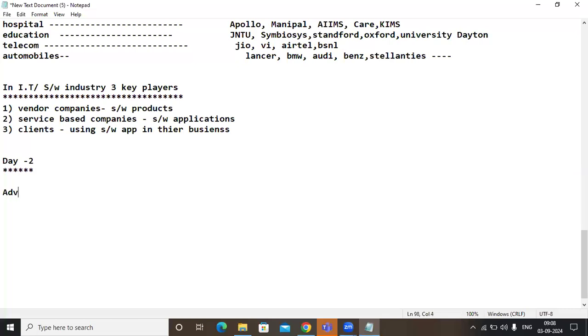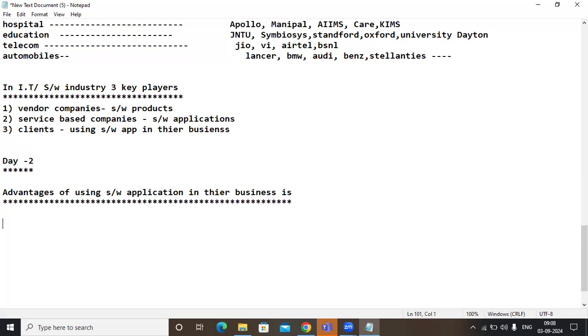The advantages of using software applications in the businesses. First advantage, it saves time. Second advantage, security. Third advantage is scalability. These are the three major advantages of using software applications. First advantage is what? Time saving, security, and scalability. So how will time be saved if you are using a software application in our business?